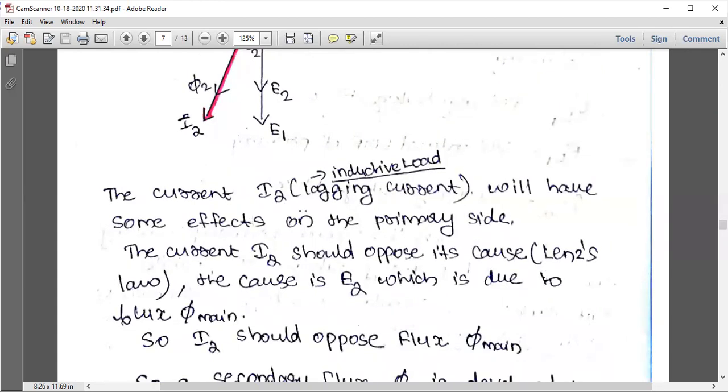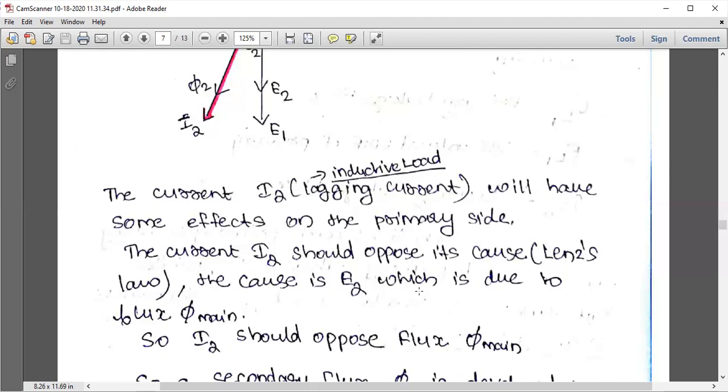The current I2, which is the lagging current due to the inductive load, will have some effects on the primary side. So we know that when the transformer is loaded in the secondary, a current I2 will flow, and that I2 will have some effects on the primary. Something is reflected of the I2 in the primary. The current I2 should oppose the cause. A current I2 is there, and what is the reason for this cause?